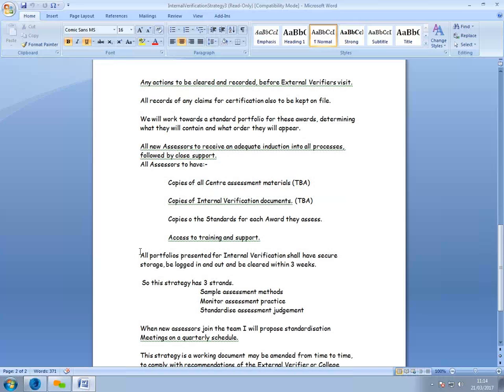All portfolios, either hard copy or electronic, presented for internal verification, shall have secure storage, be logged in and out, and cleared within 3 weeks. Now that's for paper-based ones. As I've said, the way of depositing your work in our PLA system is almost more straightforward than that, and it doesn't require, you know, the same time frame.